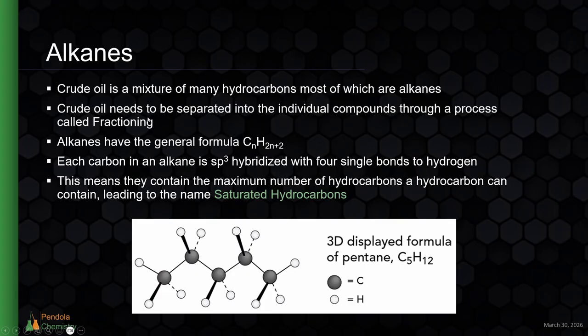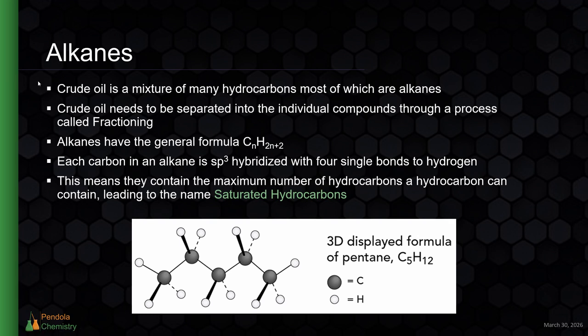We process crude oil and separate it into its individual components through a process called fractioning. We're going to look at fractioning in the next slide. But like I said, crude oil, what we call oil, is a mixture of a lot of different compounds made out of carbon and hydrogen. When we separate them, that's when we can isolate things like butane and propane and hexane and so on and so forth. Now, all alkanes are going to have the same general formula because they're all made out of just carbon and hydrogen single bonded.